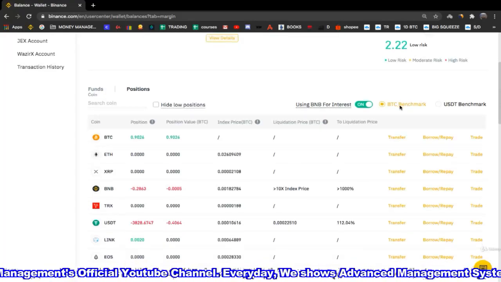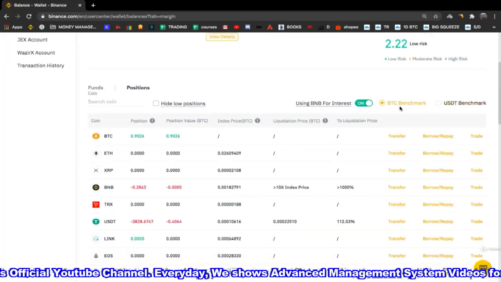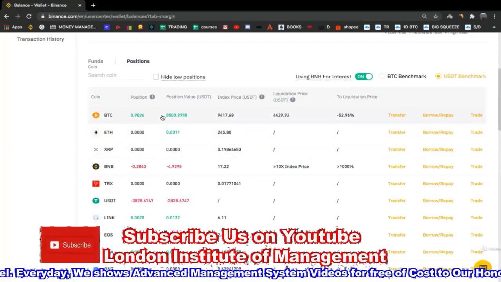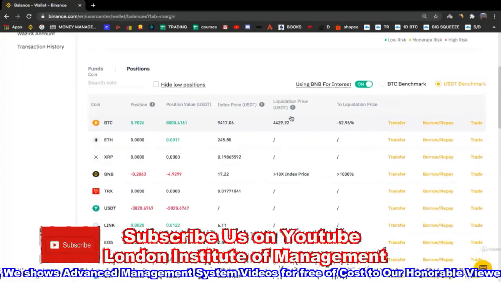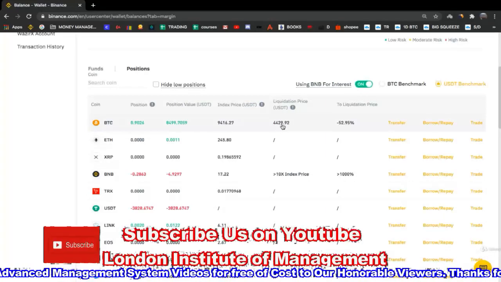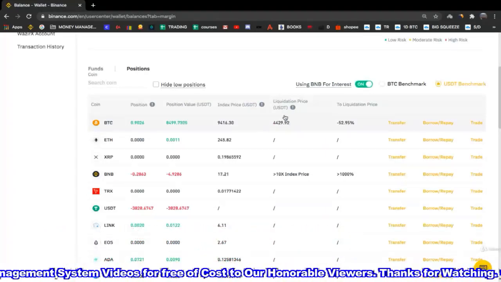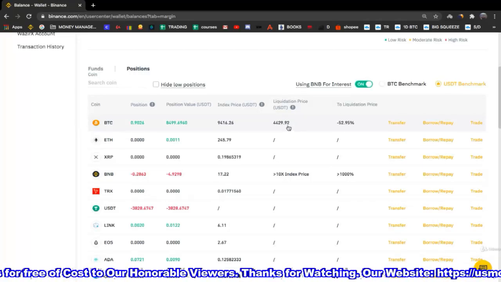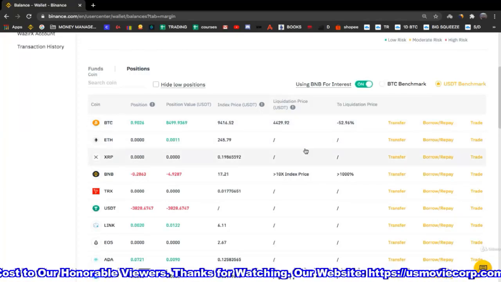Now you have BTC and USDT. You are going to go to the USDT, and for example, for my position that I am in right now, you see my liquidation price is basically, this is showing me at what price the Bitcoin has to reach for my account to be liquidated, right?